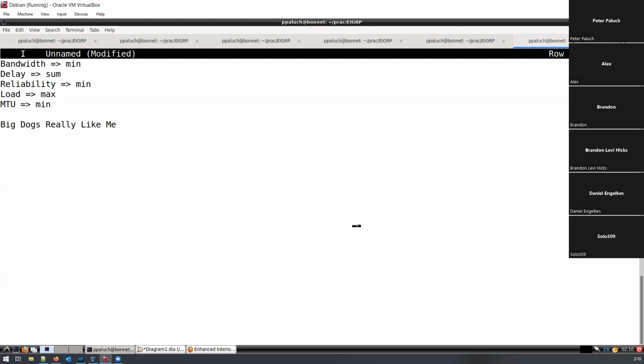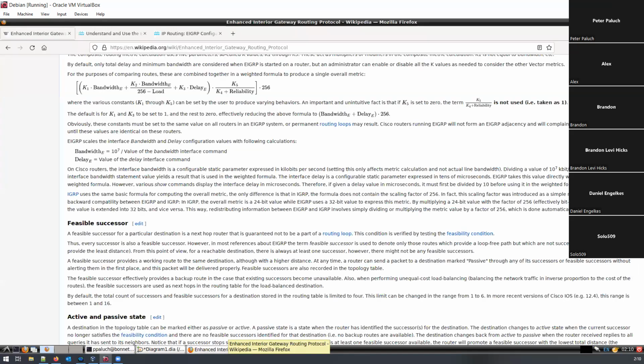Now, each of these 5 parameters, out of which only the first 4 can ever be taken into account, are combined using a formula into a single resulting number that is called the composite metric. There's a bunch of articles out there on the internet that say how this formula looks like. I'm only going to show it to you. Let's say Wikipedia, for example.